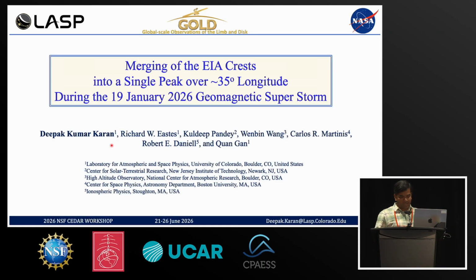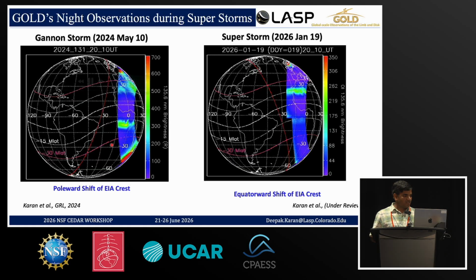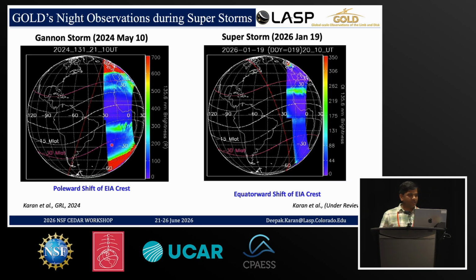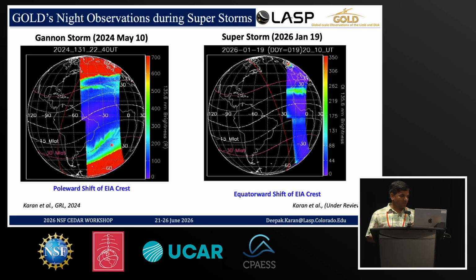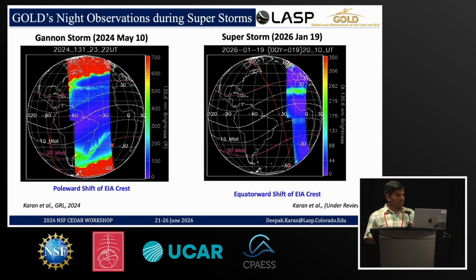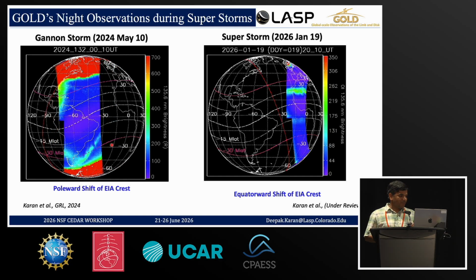Hello everyone, I'll be talking about some interesting behavior on the EIA crest during the recent storm that happened on 19 January 2026. Just to put things in context, on the left side I am showing a movie of how the EIA crests were behaving during the Gannon storm. You will see the South EIA crest is merging with the aurora. So it is a very clear poleward movement of the EIA crest.